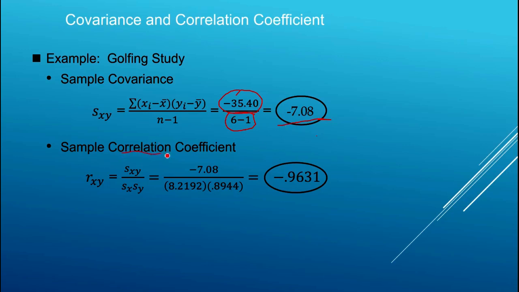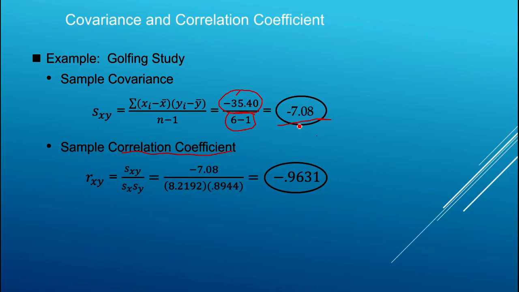Here's the sample correlation coefficient. The minus 7.08 is somewhat difficult to interpret. Is that a strong relationship between driving distance and score, or is it a weak relationship? It's easier to tell if we take the sample covariance and translate it into a correlation.